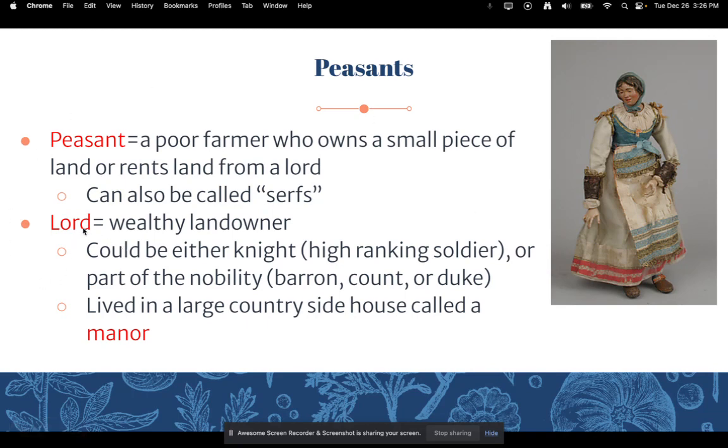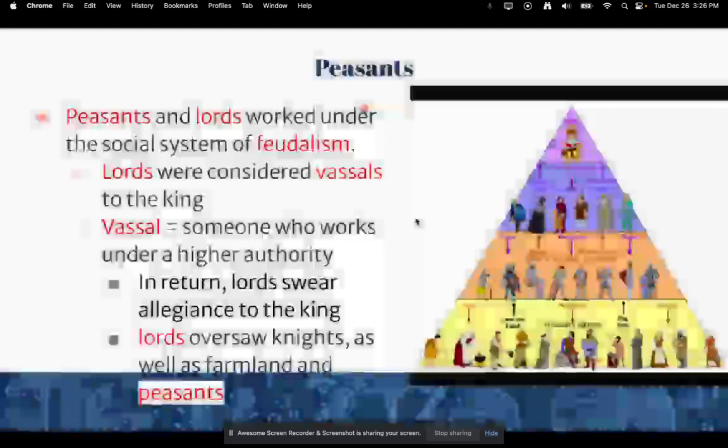And then what is a lord? A lord is just a wealthy landowner. So he could either be a knight, which is like a high ranking soldier, or he could be part of the nobility, so like a baron, count, or duke. And they would live in a large countryside house called a manor. So peasants and lords worked under the social system of feudalism.